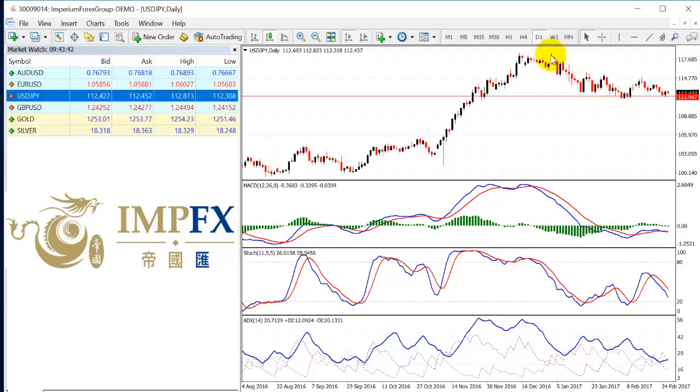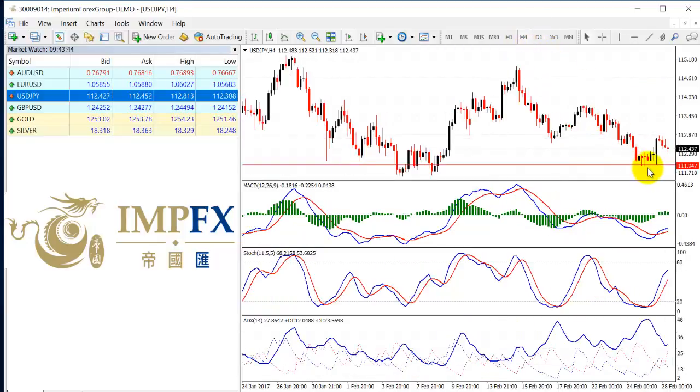Now let's move on to a shorter time frame. You can see here that although we have broken beneath that 112.50 handle, the market, like previously in early February, found momentum just under 112, and staged a rally all the way back up towards nearly claiming those 115 highs.